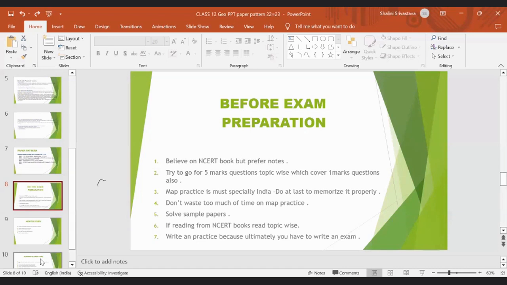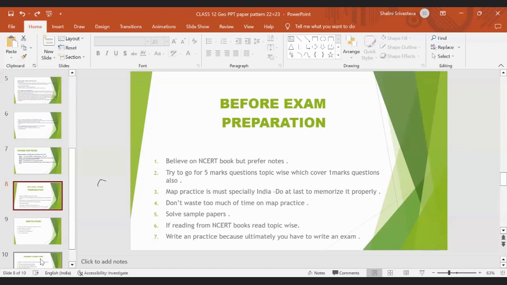Don't waste too much time on map practice, because we are doing maps again at last, so go for it at last only. Solve sample papers, at least 10 years of sample papers. Only then will you come to know the paper writing pattern, how to write, how to use the time, and how the toppers have written the answers.